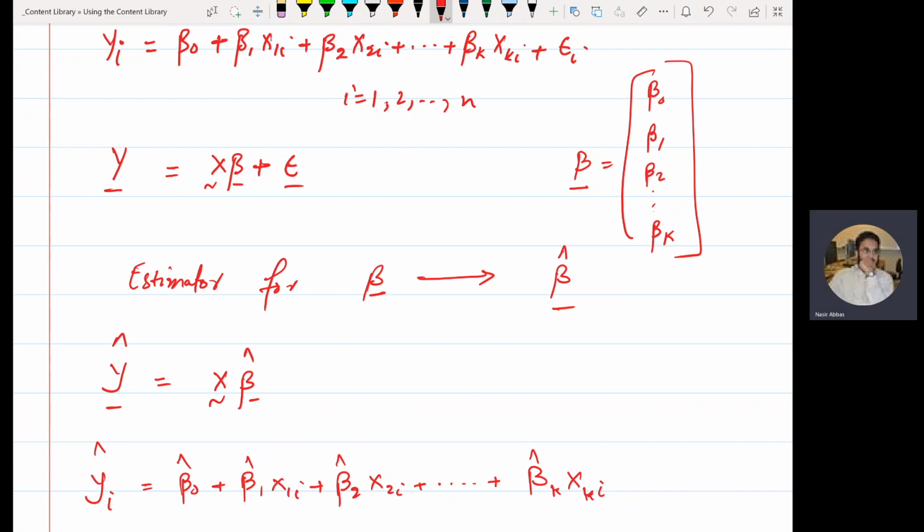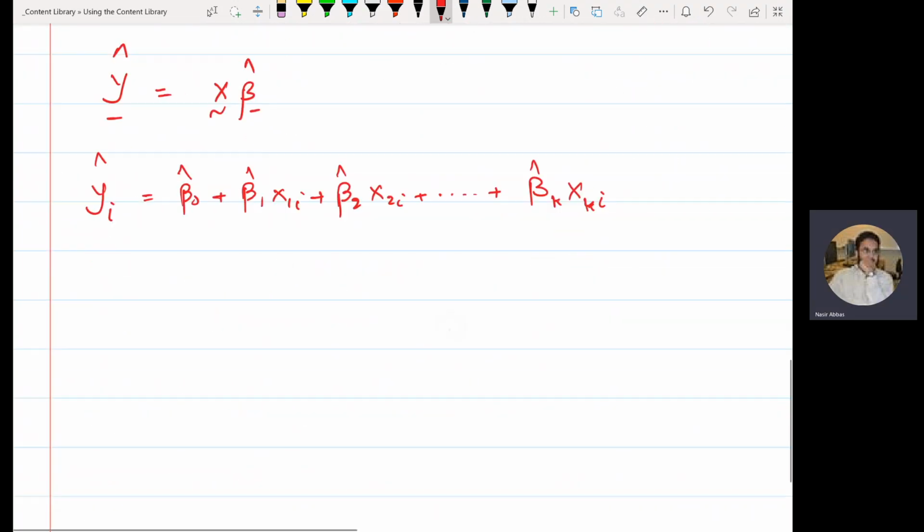Now the question is, what is our objective function to do that? Our objective function is the same. We have to minimize the sum of squares of errors. We'll do the same.